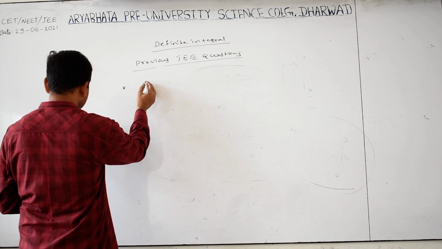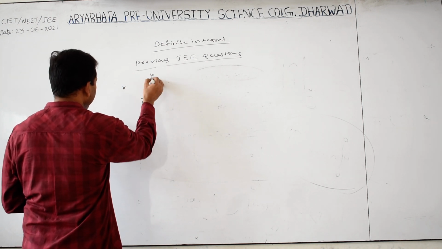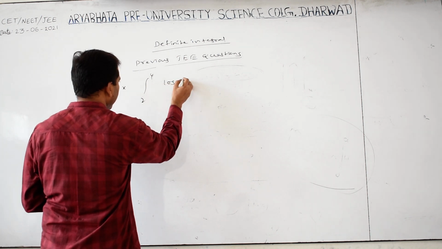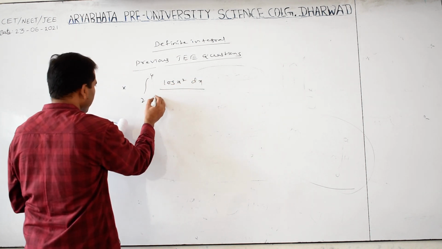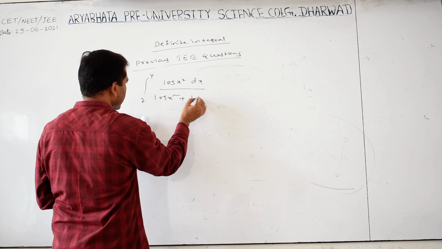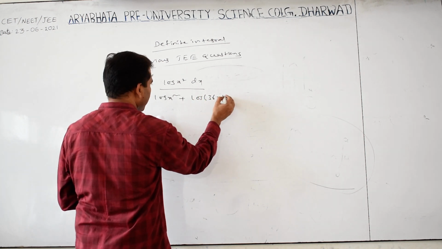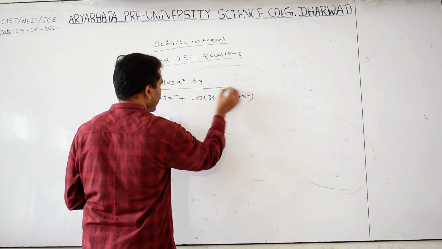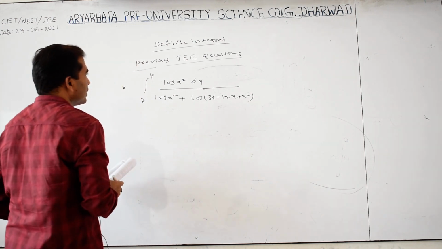Next, integration of 2 to 4 of log x square dx by log x square plus log of 36 minus 12 x plus x square dx. Okay.